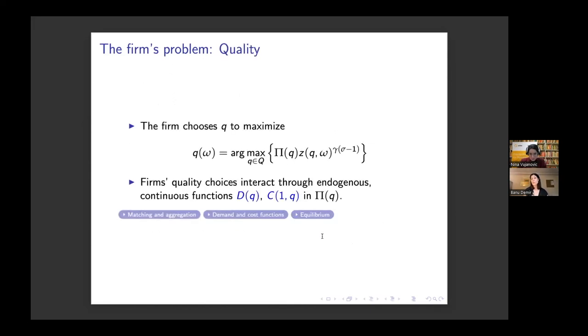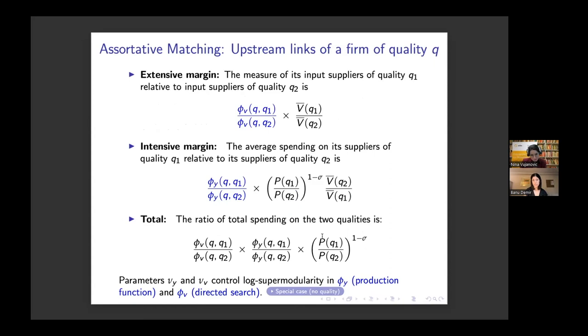And what does a firm do? It chooses the quality that generates the highest profits for the firm. As I said before, the extensive margin will be governed by this directed search, so there's a within firm distribution of ads, and the intensive margin will be governed by this quality complementarity component in the production function. The two parameters that we are really interested in here: we will be estimating the strength of this quality complementarity using new Y, and the variance of this distribution will tell us how much we should care about the directed search.